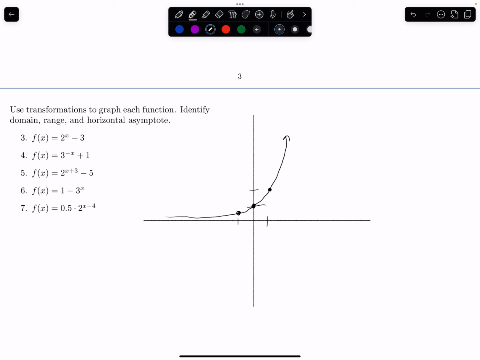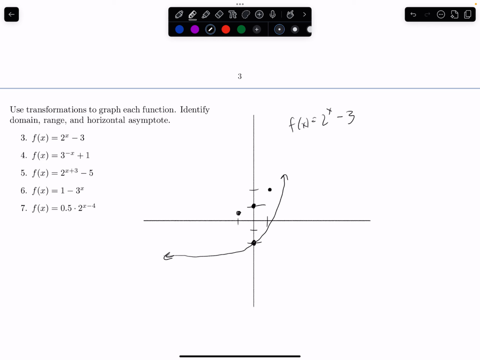Okay, so this is f of x equal to regular old 2 to the x, right? Now, if I subtract 3 from that, then I'm moving this whole thing down by 3, right? So down 1, 2, 3. So that puts me here at -2. And otherwise, the shape is still maintained, right?